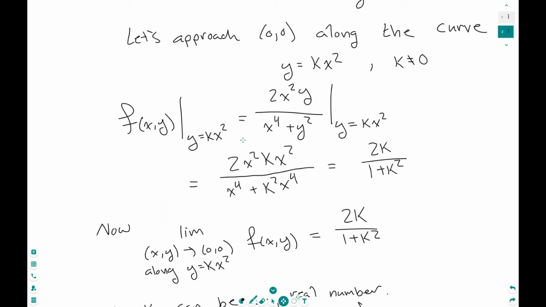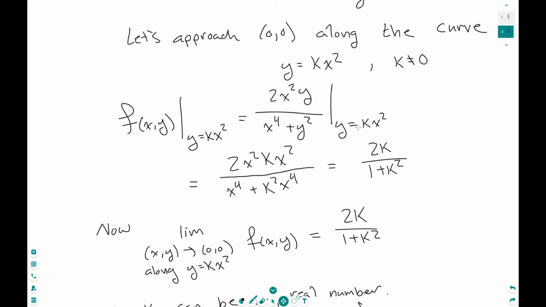In this case, I put in this parameter k, so I could just change my path however I see fit, right? I can change the path by just putting in a different k value. So this is actually an infinite number of paths to 0, 0 that I could possibly take. But you could choose different types of paths. As long as you can prove that two paths give you different limits, you can show that the overall limit does not exist.